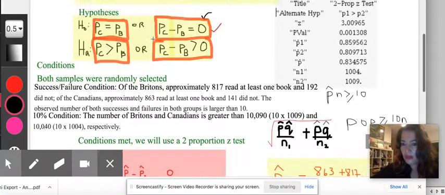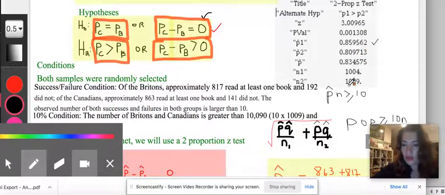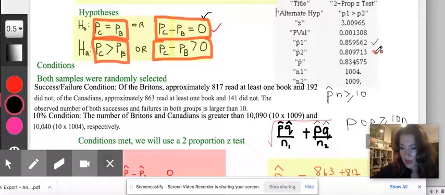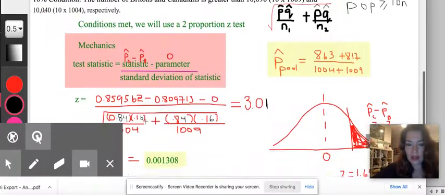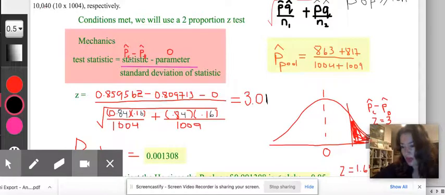So take a look over here. We actually have our p hat written here, and we also have our p hat 2, the second one, written here. So we're basically going to say the Canadian is 0.859562 minus the Brits 0.809713. That is the difference. So we are looking at p hat of Canadians minus Brits, which is what I wrote here below.